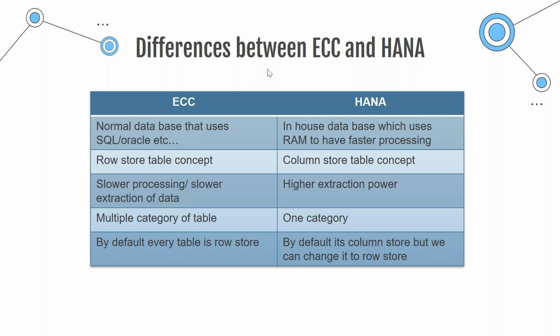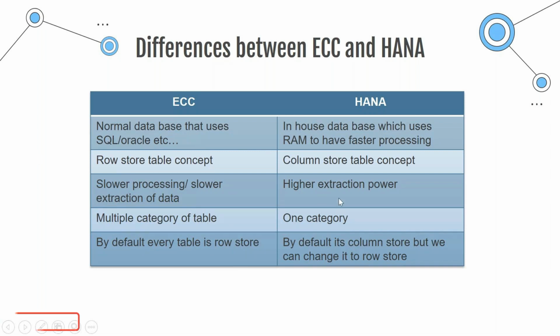Then ECC system will use row store table concept. Row store table concept and column store table concept means, in row store table concept, the data will be stored row wise. So imagine this to be a database table. Your data will be stored in rows like this. So data search will happen horizontally. If you want to extract any data from the database, then the data search will happen in horizontal manner, in a straight manner.